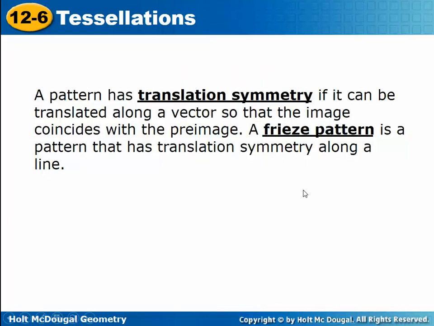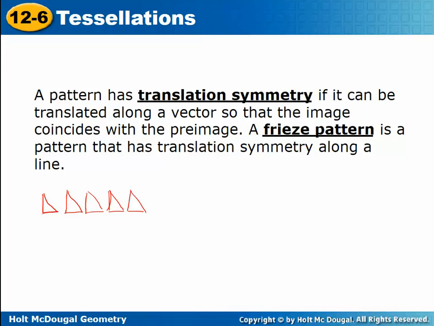All right, so a pattern has translation symmetry if it can be translated along a vector so that the image coincides with the pre-image. For example, if you were making a border along a wall and you made a figure, let's say you made a right triangle, and then you picked up that stencil and you slid it along the path and you continued creating right triangles as you went. This is translation symmetry. A frieze pattern is a pattern that has translation symmetry along a line.